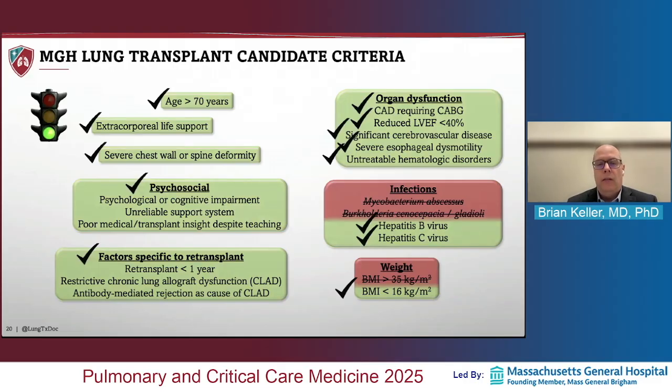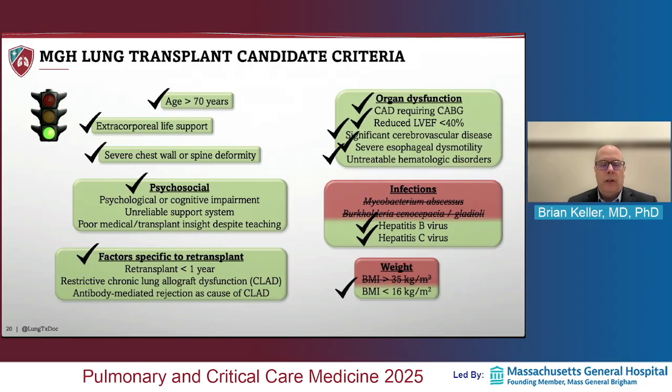Now at MGH, we've been able to accommodate and work with patients with all of the ones shown here in green. We currently do not offer transplant for patients with Mycobacterium abscessus or certain Burkholderia infections because of the risk of recurrence after transplant, the risk of spread to other transplant patients, and the significant comorbidities and disease burden that comes with these infections can be too much.